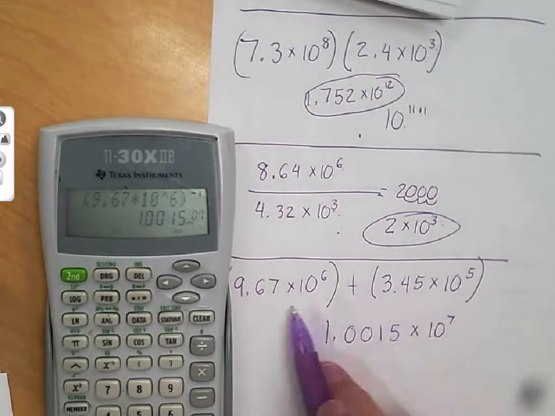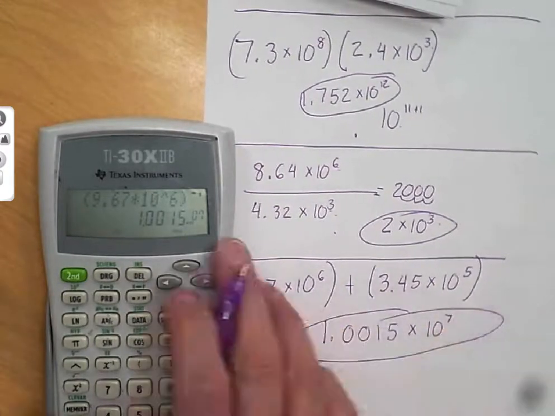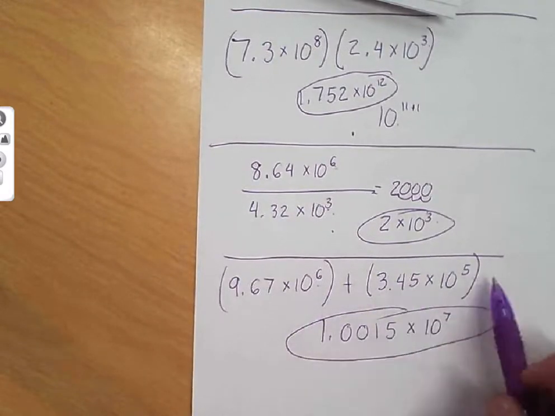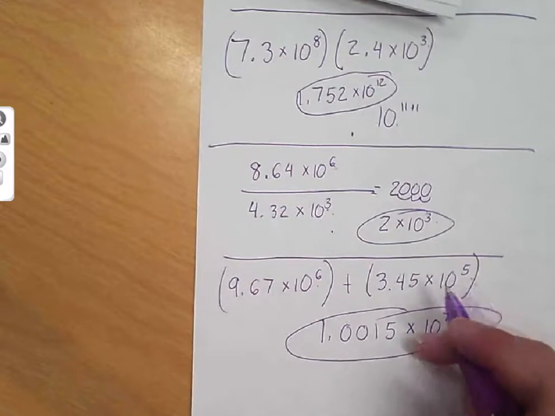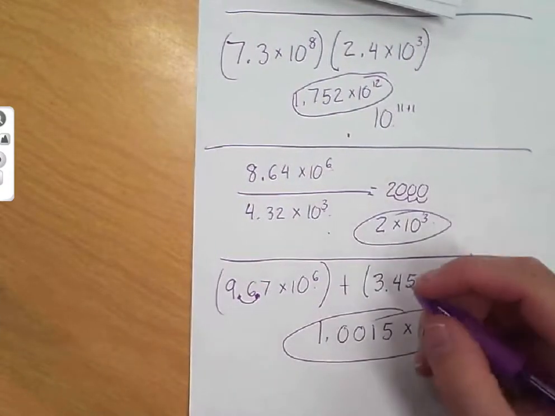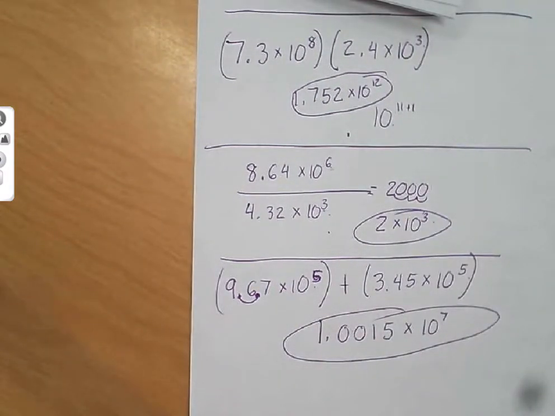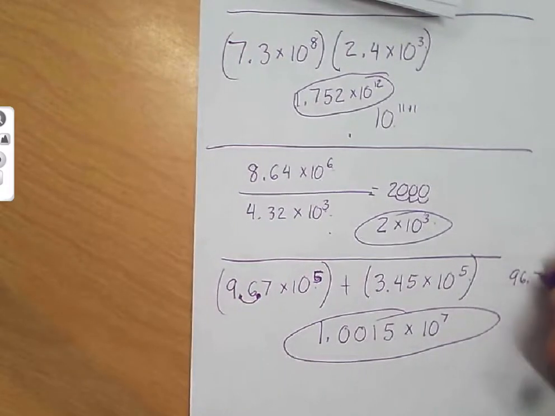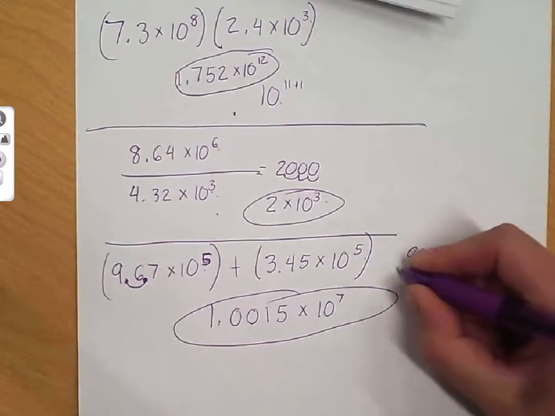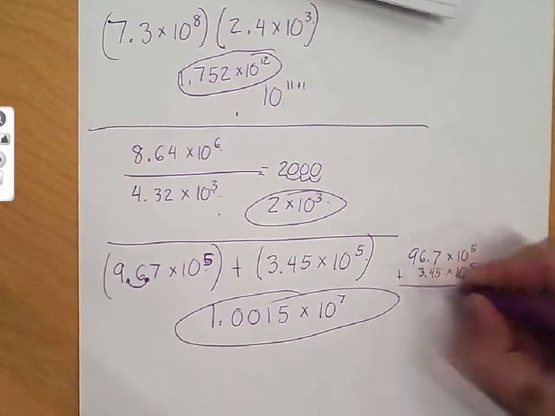Now let's analyze this one and how it would have got that from here, just so we understand kind of where the numbers are coming from. You can't add things with different bases. So this would be 10 to the 6th, this is 10 to the 5th. However, if I were to take it out of scientific notation by making that 96 and that just 5, then I could say 96.7 times 10 to the 5th plus 3.45 times 10 to the 5th.